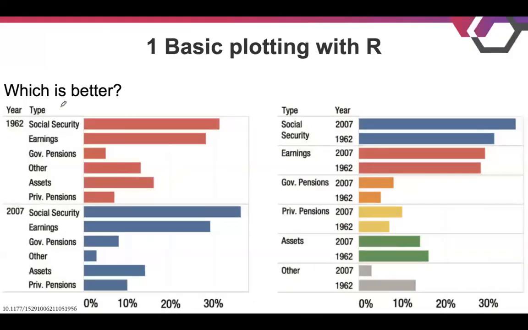Another example here is we've got different metrics, social security, earnings, and so on, and we have them for 1962 and 2007. Here they're blocked by year. But if our comparison is the difference between social security for 1962 and 2007, we might want to group them together more easily. We want to differentiate the different groups by plotting them in different colors. So you can see that each is different because they're in different colors, and they're grouped together to make it easier to identify the groups and the differences between them.